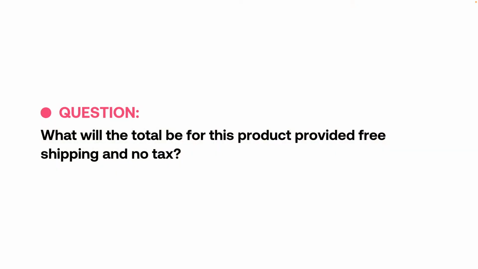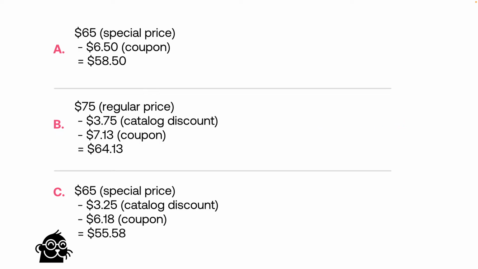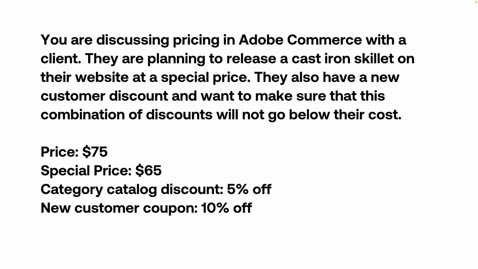So we have these rules laid out here. The question is this: what will be the total for this product, provided free shipping and no tax, basically just the product price itself? We have three different options, and again, it's more or less gobbledygook. So let's boil this down. I kind of wish the test did this for us, but it doesn't. We can look at it from these different perspectives. Is it the special price minus the coupon? Is it the regular price minus the catalog discount minus the coupon, or the special price minus the catalog discount minus the coupon? And we'll jump back and forth here for these two.